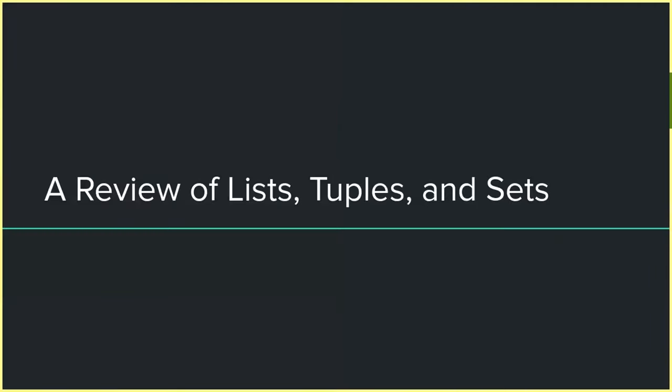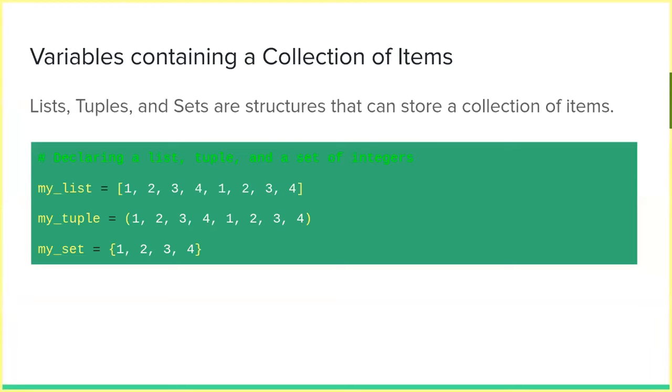So I'm going to start with lists, tuples, and sets. Lists, tuples, and sets are structures that can store a collection of items. You can declare and initialize lists, tuples, and sets like this. Lists can be declared and initialized using square brackets. Tuples use regular brackets, and sets use curly brackets. Just note that lists and tuples can have repetitions of items in them, and sets cannot.